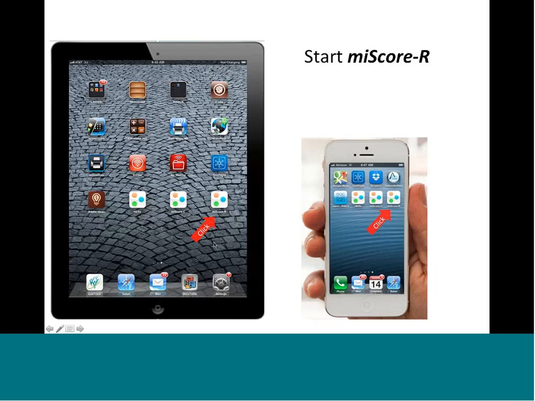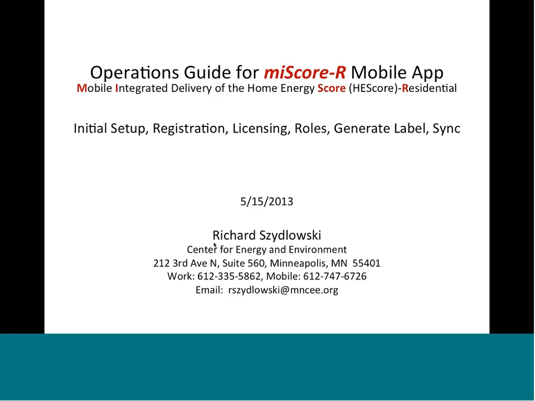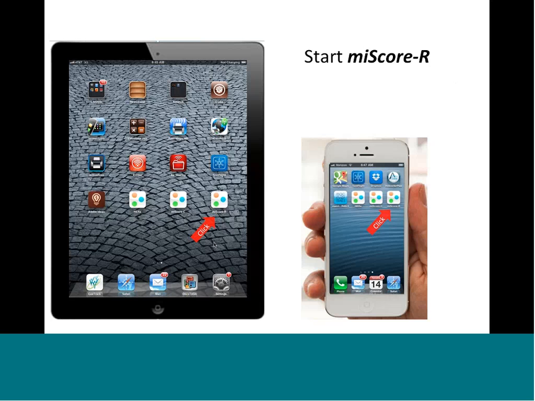So what we're going to talk about here is how to start using the miScoreR mobile app. miScore stands for, as you see in the top here, Mobile Integrated Delivery of the Home Energy Score for Residential. There will actually be another miScoreC for commercial. As DOE continues to develop the commercial side, we're also going to develop a mobile app for that.